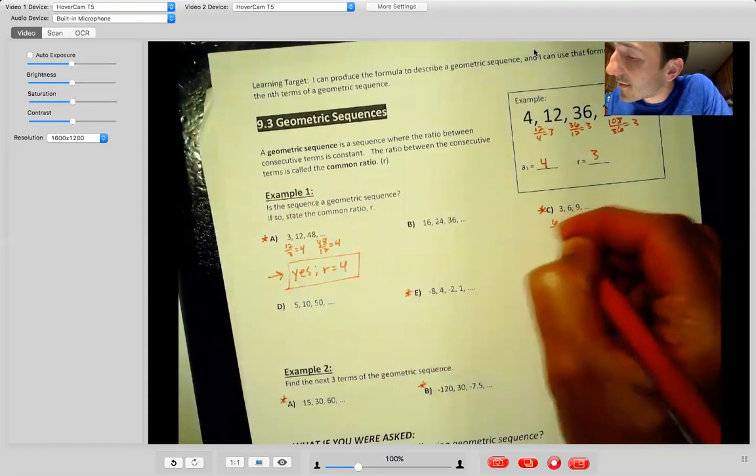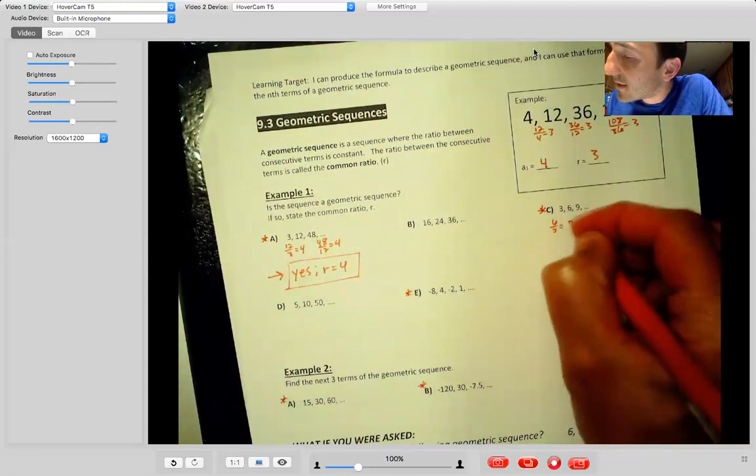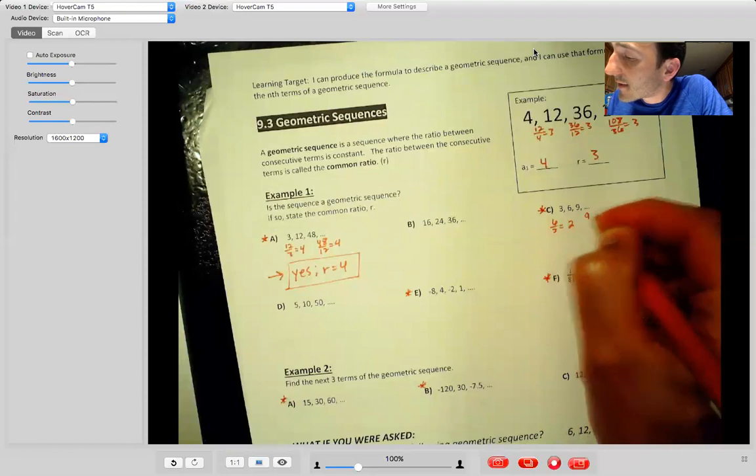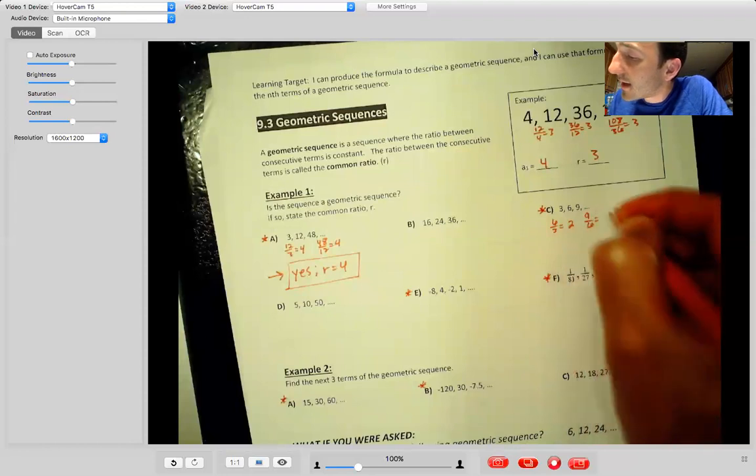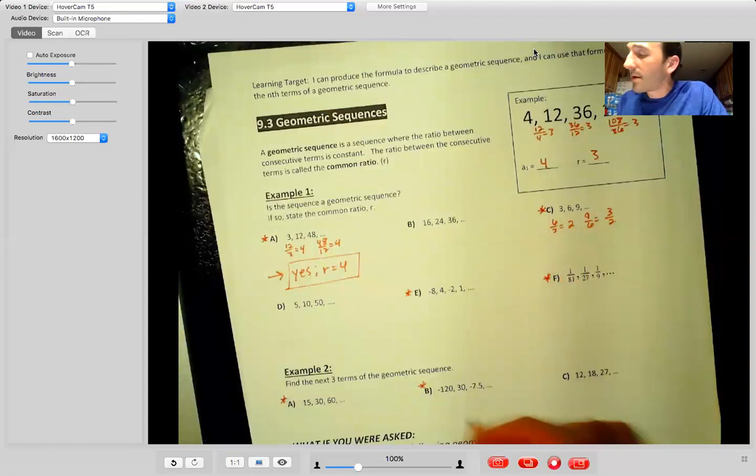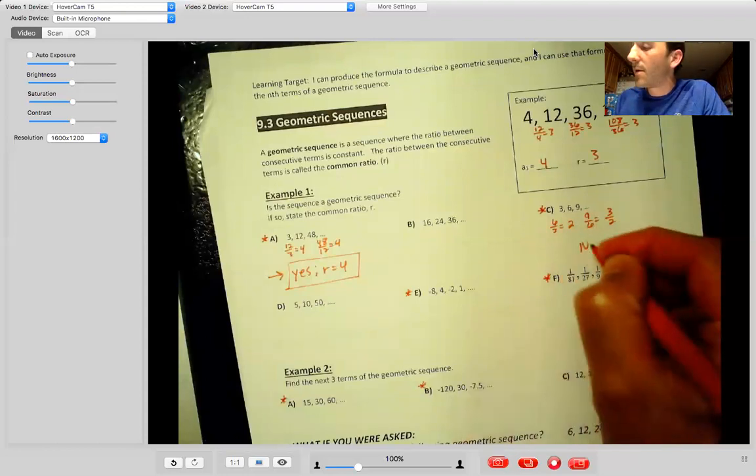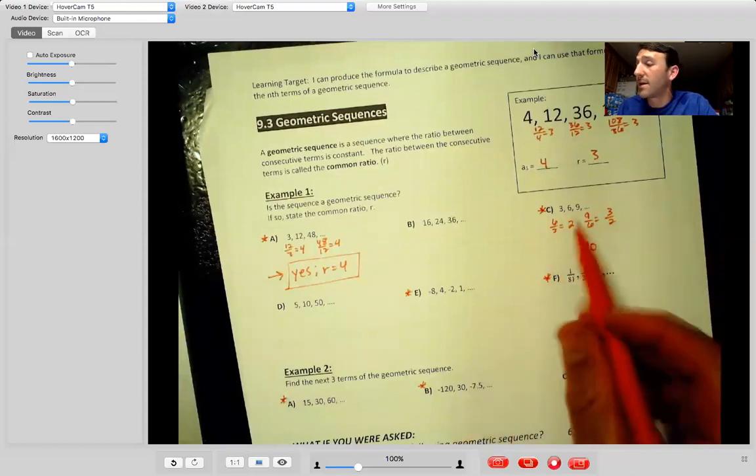Here, 6 over 3 would be 2. 9 over 6 would be 3 over 2, or 1.5. So the answer here would be no. What type of sequence is that, though? Arithmetic.